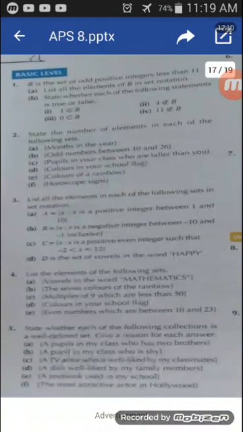B part is the 7 colors of the rainbow. You just write the colors in the rainbow, 7 colors. Question number 5 is, state whether each of the following collection is a well-defined set. Give a reason for each answer.